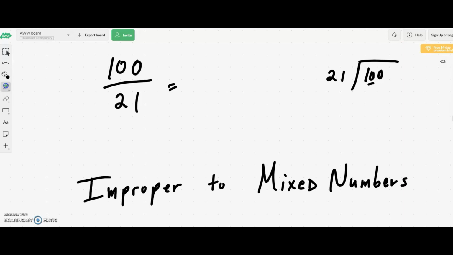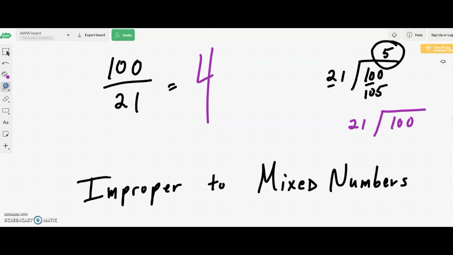And the way I always teach is you look at the 10, you look at the 2, and I'm going to say 5. So 5 times 1 is 5, 5 times 2. Okay, it's too high, but that's going to help me. So I know 21 is going to squeeze into 100 4 times, because 5 was too high. So if I redo this and look at 4, 4 times 1 is 4. 4 times 2 is 8. So we have our whole number is 4.